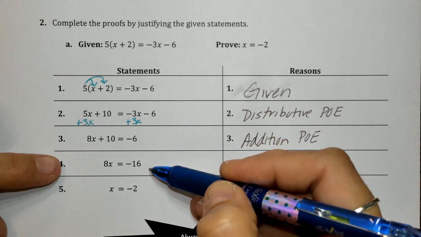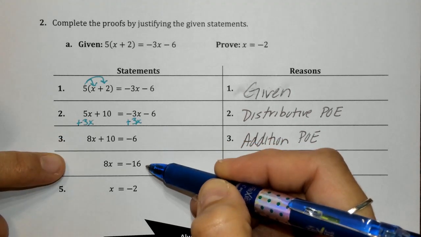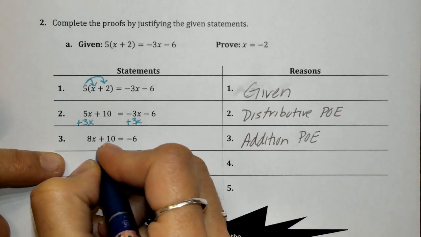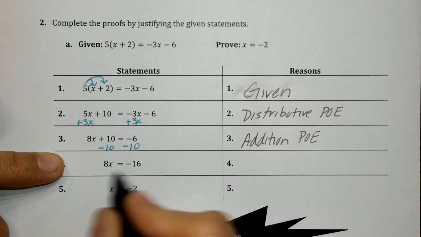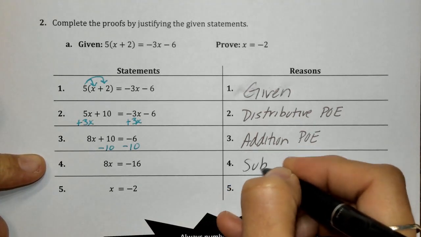Moving to statement 4, from 8x plus 10 equals negative 6 to 8x equals negative 16. What did we do? We moved this 10 over. How did we do it? We subtracted 10 from both sides. So why do we write statement 4? Reason is subtraction.